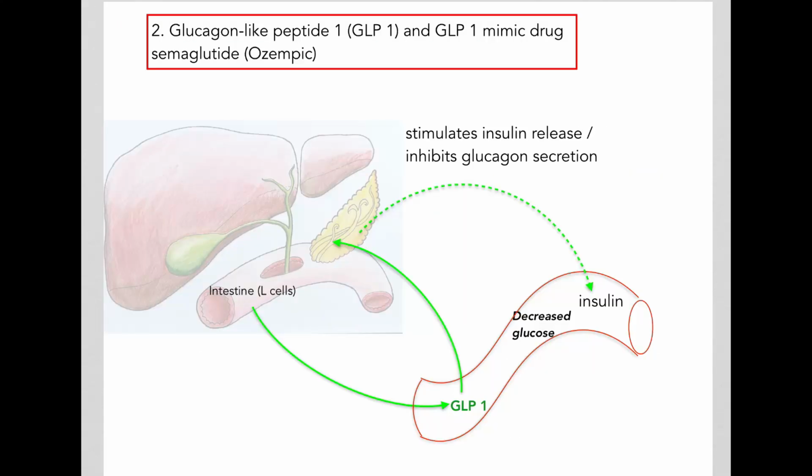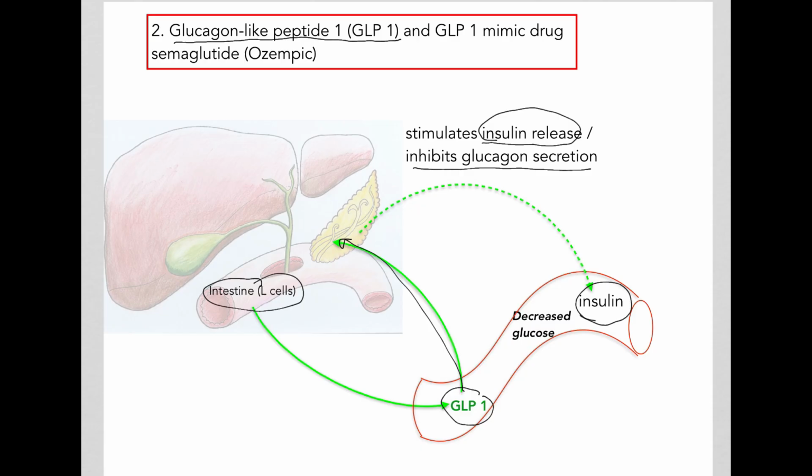Now there is this hormone called glucagon-like peptide 1 or GLP-1. This is secreted by the intestinal L cells, and GLP-1 goes to the pancreas and stimulates insulin release and inhibits glucagon secretion. So the stimulation of insulin release once again is going to cause high insulin, which is going to lower your blood glucose and lead to hypoglycemia.